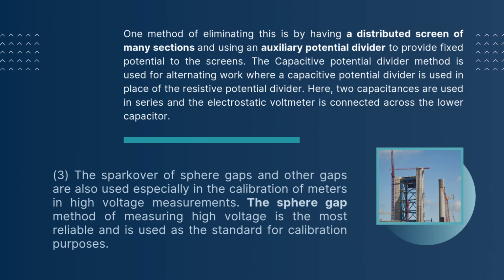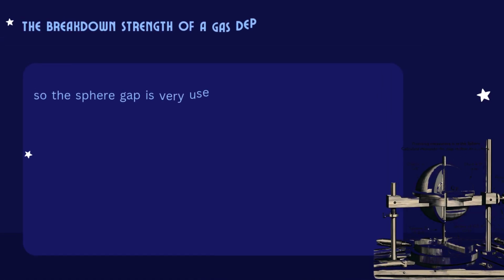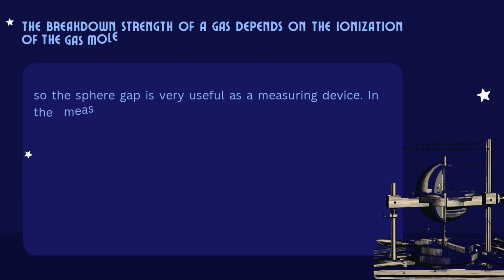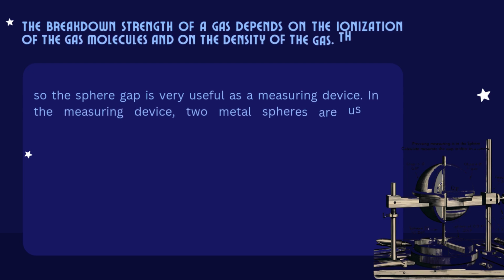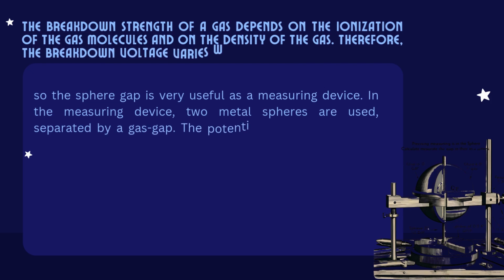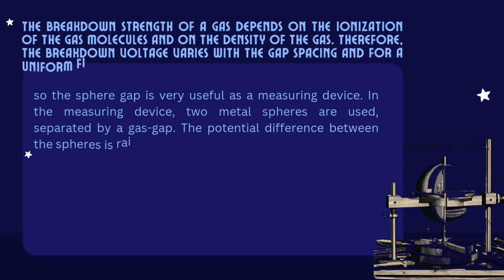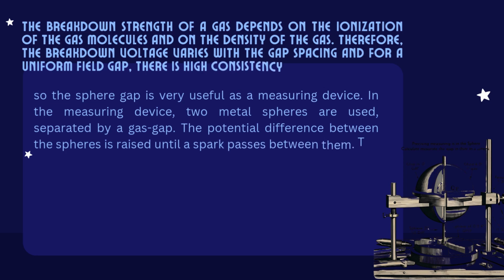The sparkover of sphere gaps and other gaps are also used, especially in the calibration of meters in high voltage measurements. The sphere gap method of measuring high voltage is the most reliable and is used as the standard for calibration purposes. The breakdown strength of a gas depends on the ionization of the gas molecules and on the density of the gas. Therefore, the breakdown voltage varies with the gap spacing, and for a uniform field gap, there is high consistency. So the sphere gap is very useful as a measuring device.